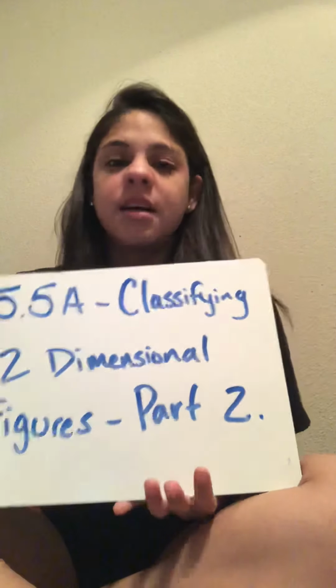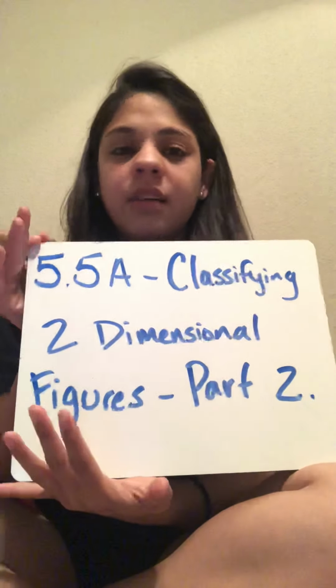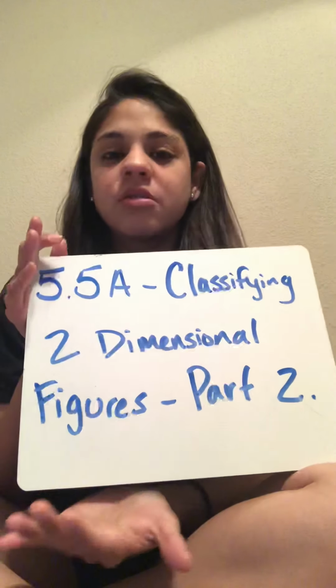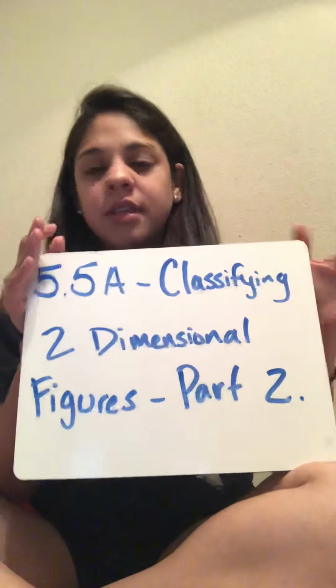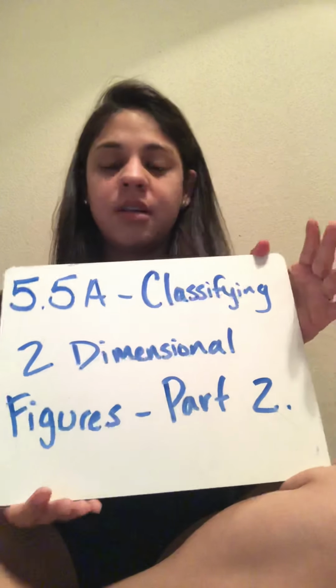Good morning, students. Today I'm going to go over 5.5 classifying two-dimensional figures part 2, and this one has to do with triangles. So now, as I spoke about attributes in my last video, I will also talk about the same attributes in this video. Now, these are still polygons, right? Because they have many sides, polygons. But we're talking about triangles, okay?